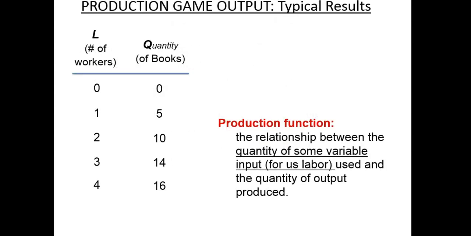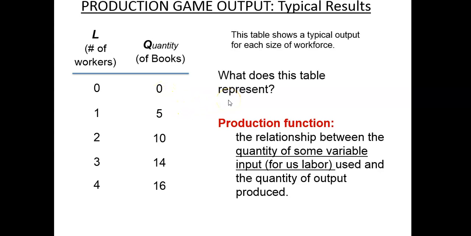So if we did this in class, we'd actually be able to fill in this table where we have each number of workers, and how many books in that 90-second period, which is meant to represent a day, they were able to produce. This is basically a production function, right? This was actually approximately what happened when we did it in class on average.